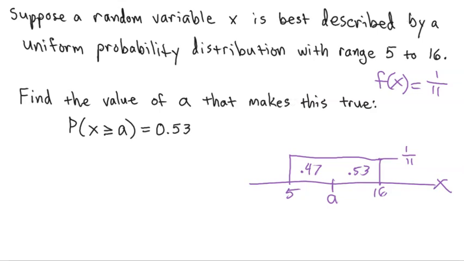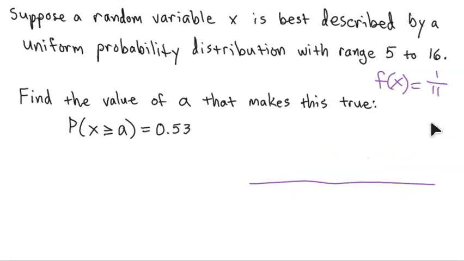There are a couple of ways of doing this. You can either do that a up to 5 is 0.47, or I'm going to show you the way where between a and 16 is 0.53. But either one will work. In fact, maybe we'll do both of them just so that you can see that they both work. All right, so let's get rid of this and let's see how Mr. Ryan would address this particular question.